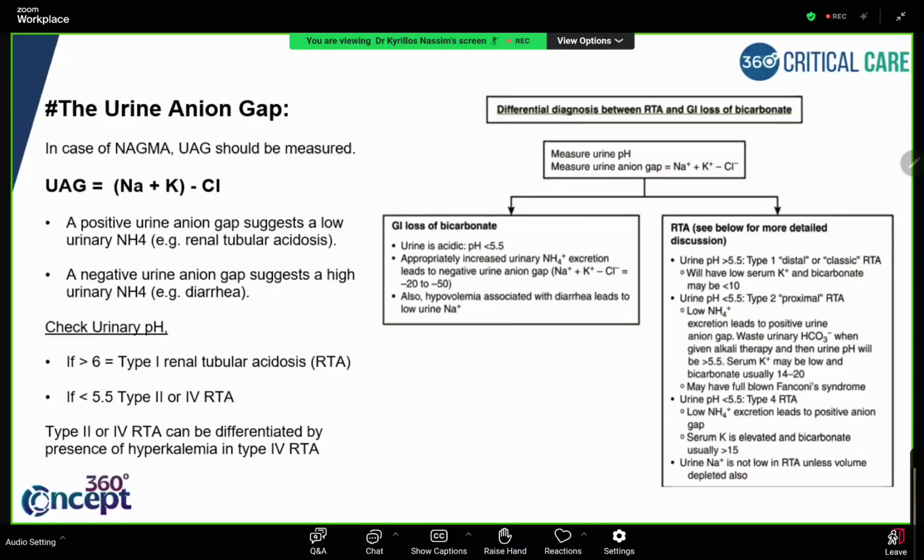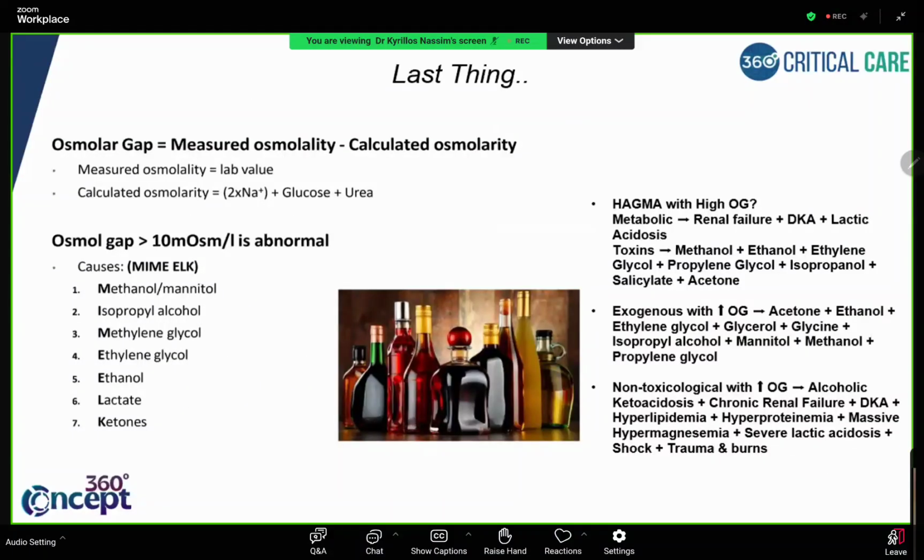So let's go to the last thing. The last thing is called osmolar gap. Here we can measure the osmolar gap by measuring the osmolarity and subtracting it from the calculated osmolarity. Calculated osmolarity is 2 times sodium plus glucose plus urea, and then minus the measured osmolarity given in the question.